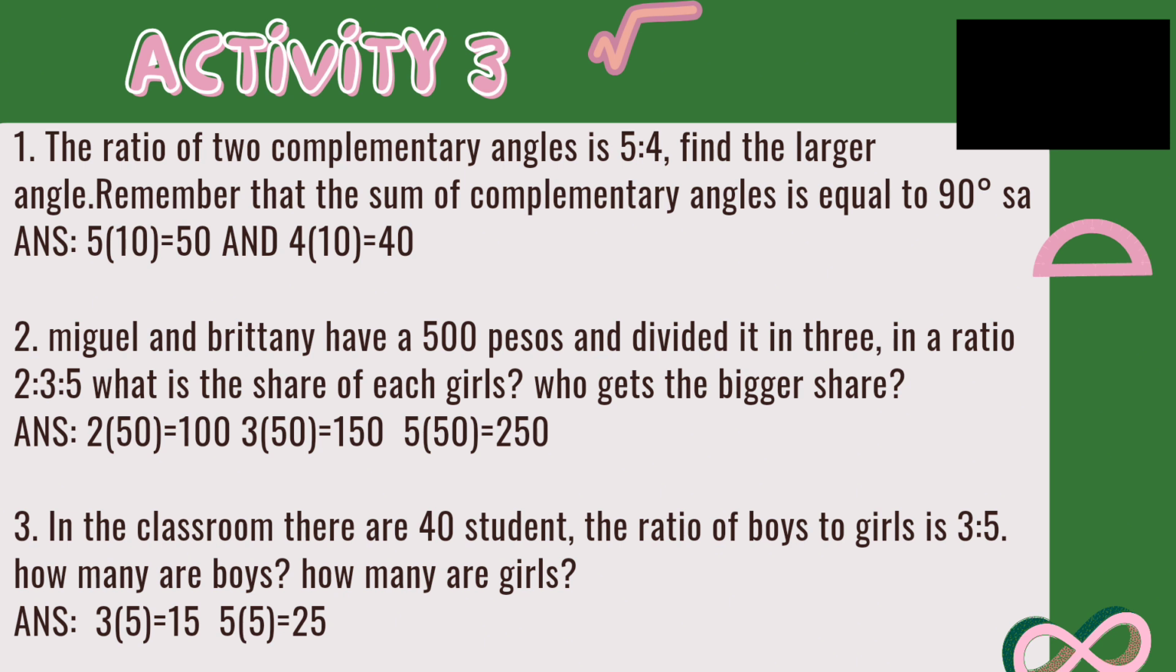Okay, let's see if your answer is correct. Okay, number 1. The answer is 5 times 10 is equal to 50 and 4 times 10 is equal to 40. Number 2 is 2 times 50 is equal to 100. 3 times 50 is equal to 150. And 5 times 50 is equal to 250. Number 3 is 3 times 5 is equal to 15. And lastly, 5 times 5 equals 25.